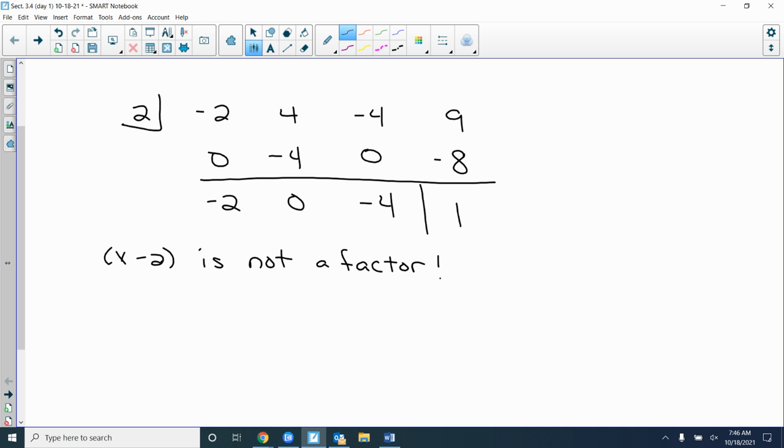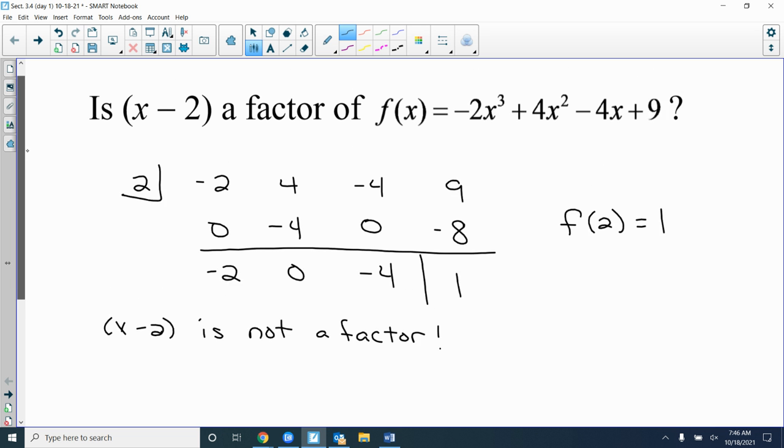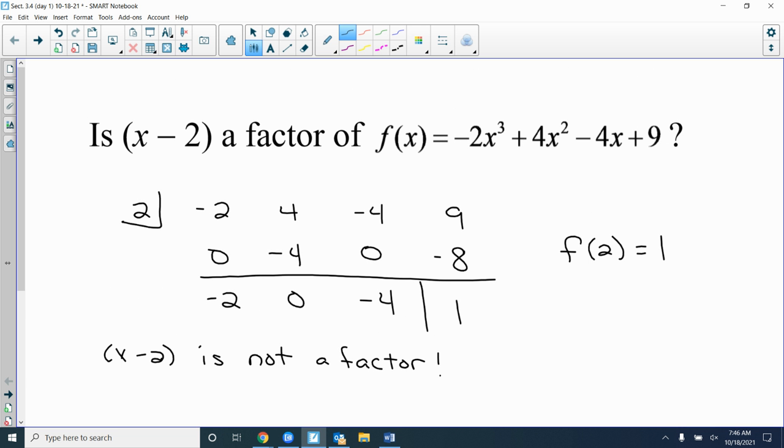Okay. Now, what piece of information do I get since this is a 1? This tells me that f of 2, when I plug in 2, you get back 1. So at least we got a point on the graph. That would be a point on the graph. So that's not a factor.